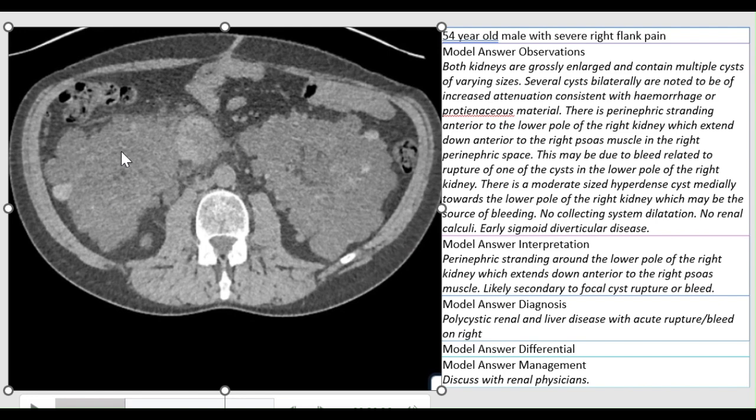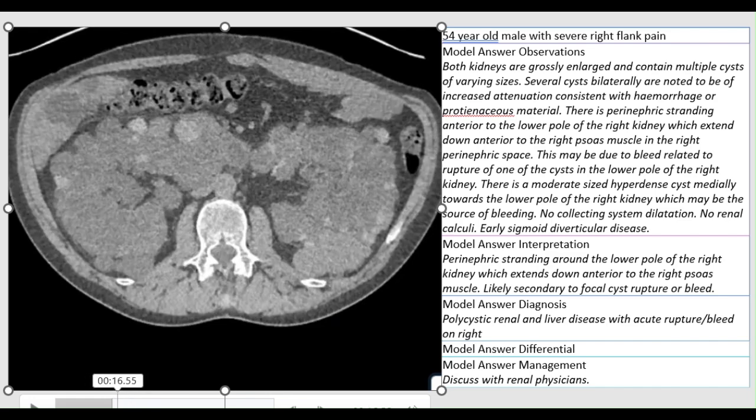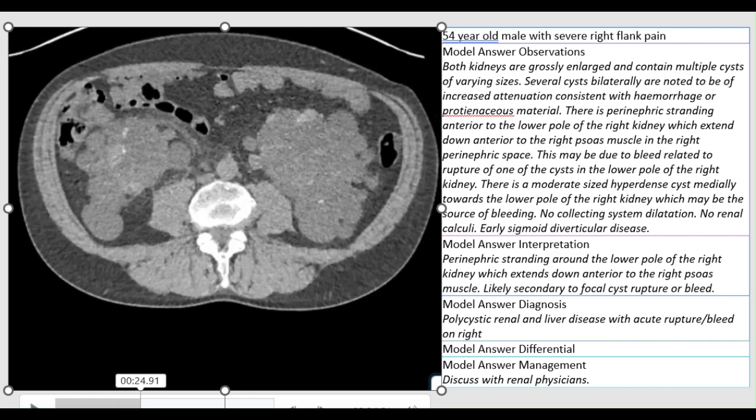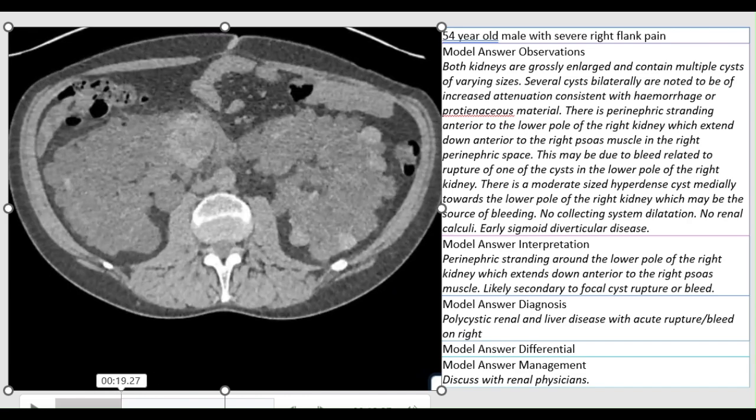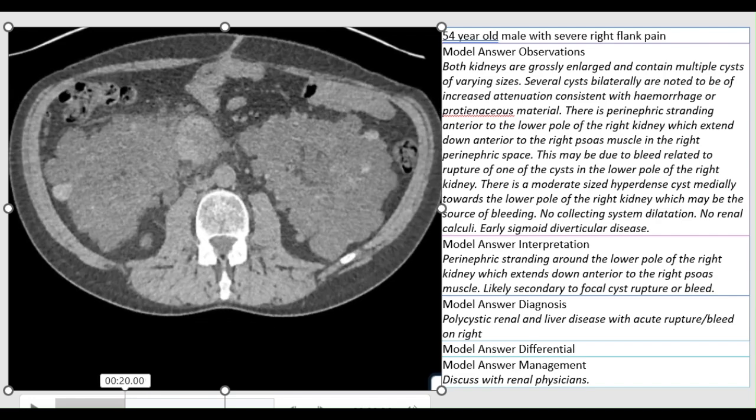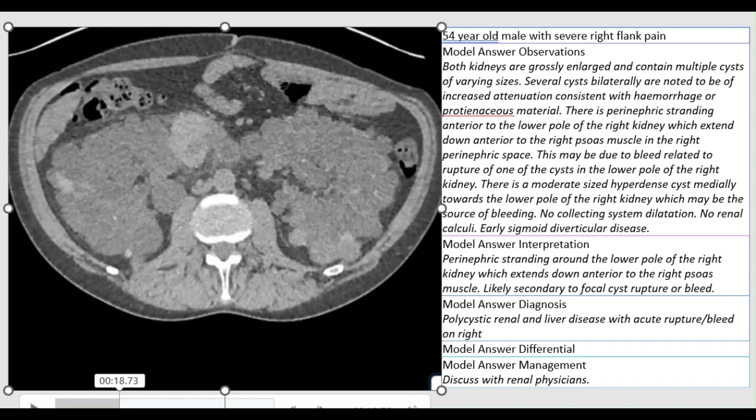This perinephric fat stranding may be due to bleeding related to rupture of one of the cysts in the lower pole of the right kidney. So you need to check carefully the lower pole of the right kidney for the cyst. You need to look for the cyst that is the source of this bleeding.